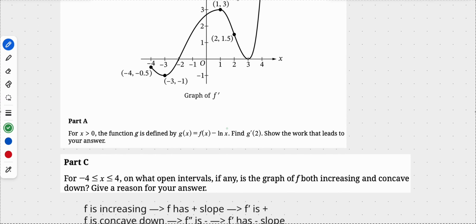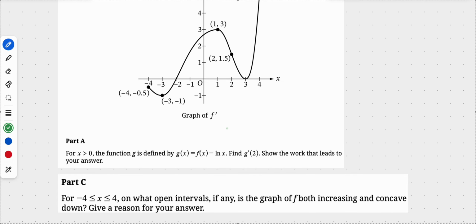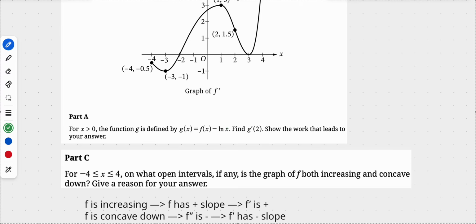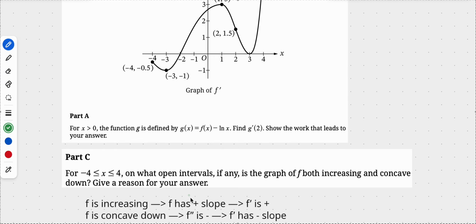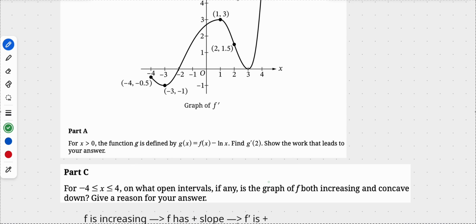And part C. So now we have to figure out where it's increasing and concave down. If you think about it, f is increasing means f has positive slope, right? f is just going up. That means f prime has to be positive, right? It is important to think about this in terms of f prime because that's the graph they gave you. So where is f prime positive? Well, it's positive here, and it's even positive over here. Literally the y coordinate is positive in those places.